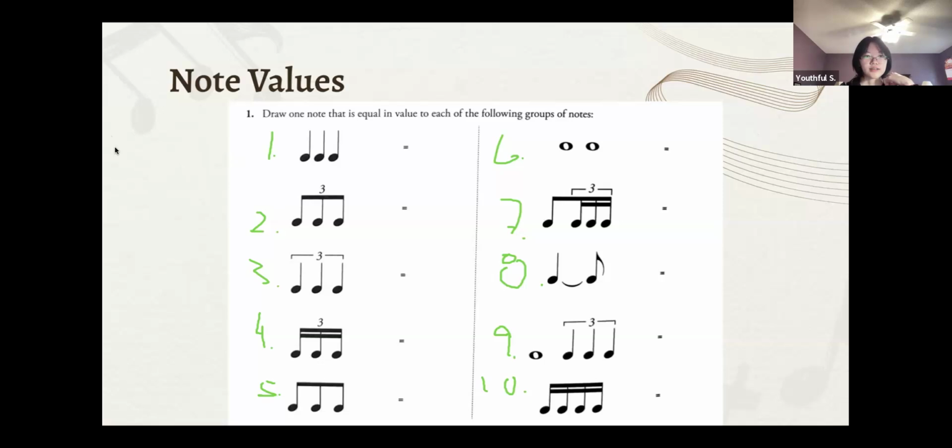So I guess Ethan, you can do 1 to 4. And then Elsa, you can do 5 to 7. And then Sue, you can draw 8 to 10. Okay, you guys can all draw at the same time. And then I'll check your answers after. So one thing to note, draw 1 note that is equal.